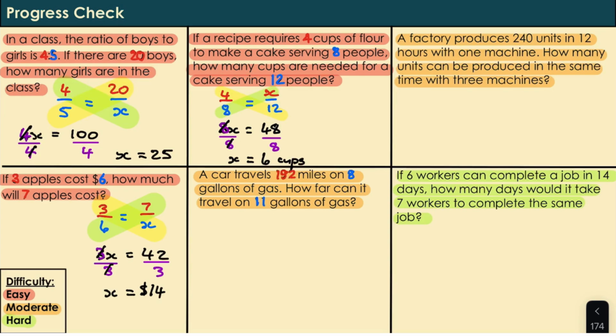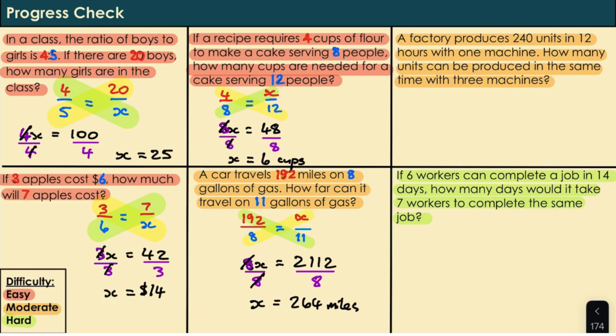Next up, let's set up the ratio. We cross multiply. Coefficient of x is 8. We divide by 8 on both sides. 8's cancel. X comes down. We get 264 miles. Question 5. Let's set up the proportion and we cross multiply. So we get an answer of 720 units.